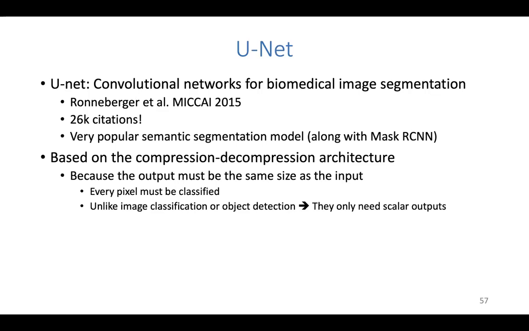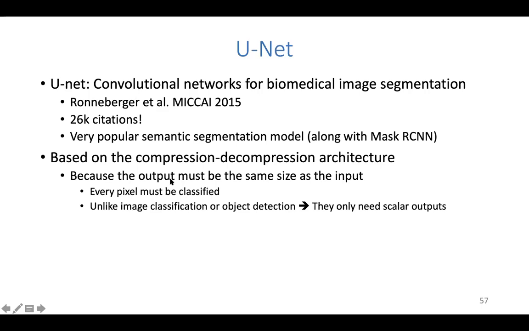But if your model is fully convolutional, like there's zero fully connected layer in your model, then it means that your model is flexible enough to work on images of any resolution. UNet is a fully convolutional neural network, and it is based on a compression and decompression architecture, or you could call this an encoder-decoder architecture as well, because encoder and decoder is kind of like compression and decompression.